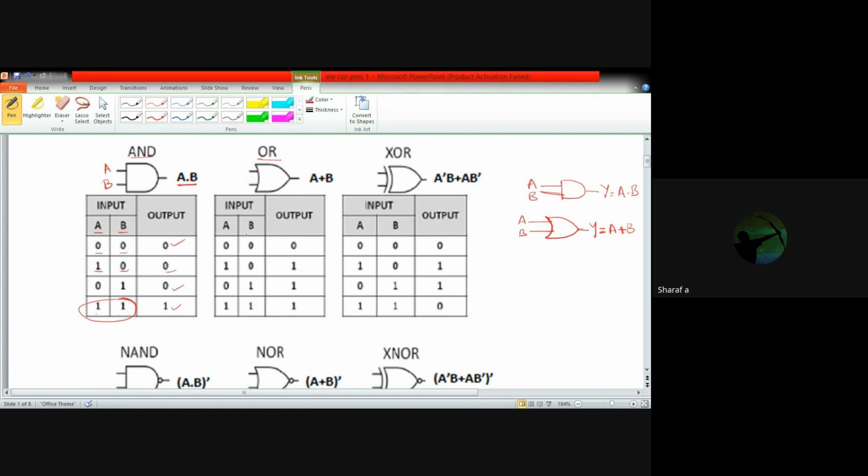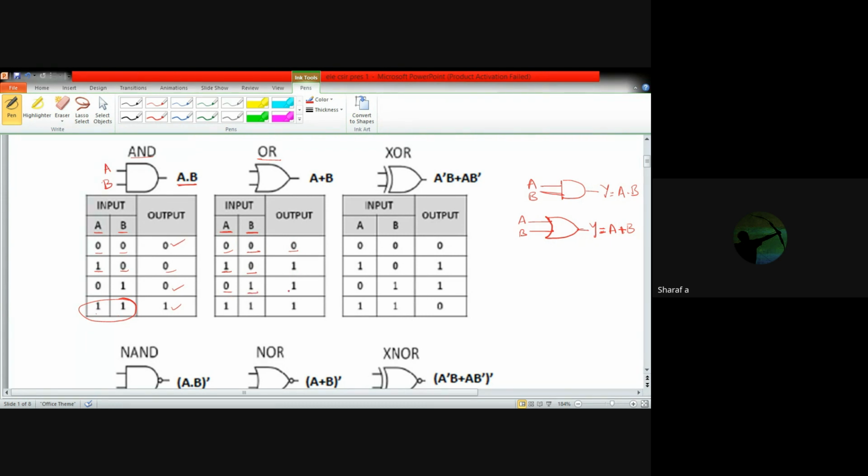So when you consider the truth table of the OR gate, you can see these two are the inputs A and B. When both inputs are 0, the output will be 0 because 0 plus 0 is 0. When the input A is 1 and B is 0, then the output is 1 because 1 plus 0 is 1. Then the third one is 0 and 1.